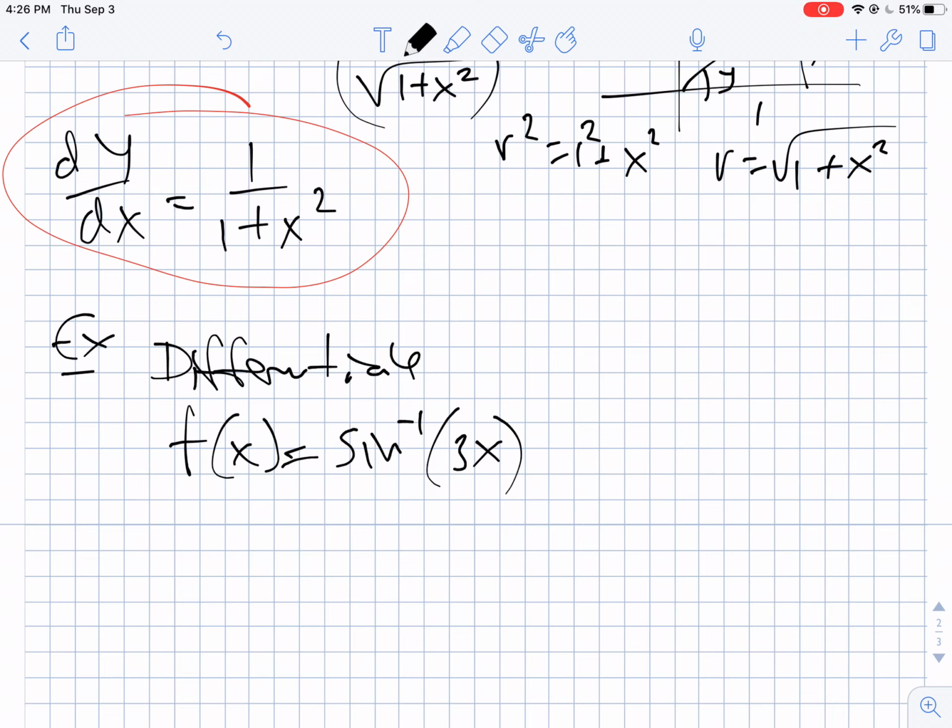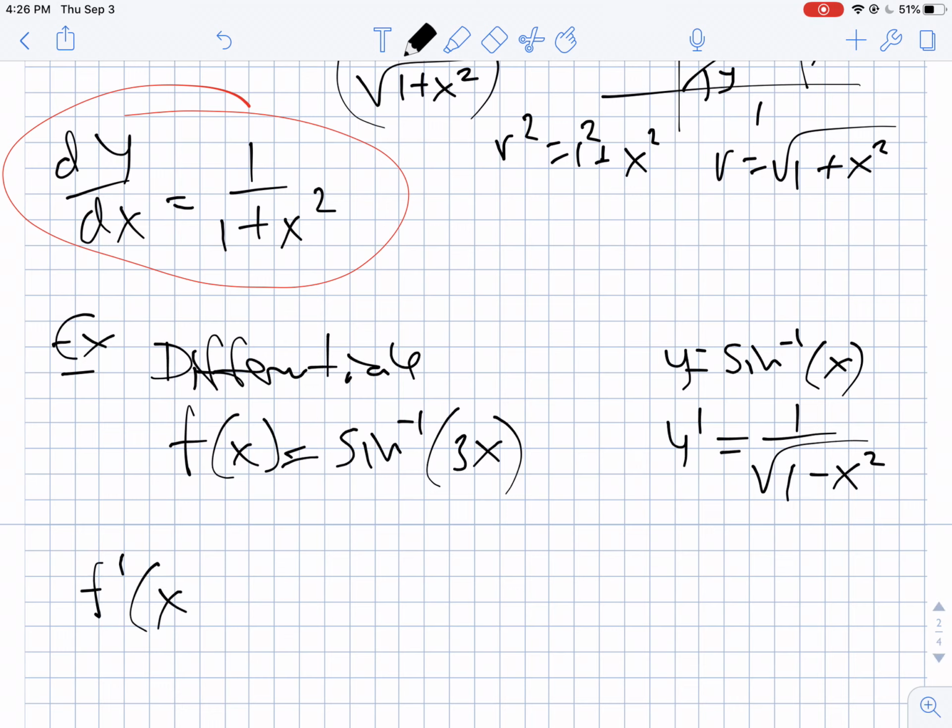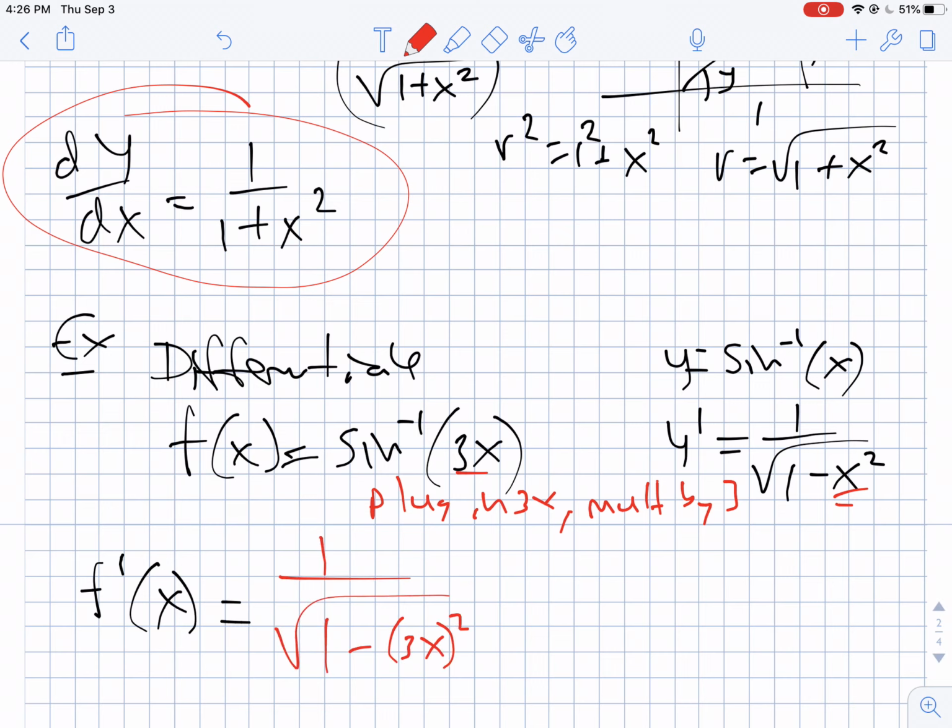Okay, so let's take a look at this. We know that if we have the inverse sine of x, the derivative is 1 over root 1 minus x squared. So if I'm taking the derivative here, here's how the chain rule works. We're going to plug in the 3x, and then we multiply by the derivative of 3x, which is 3. So we're going to have 1 over root 1 minus 3x squared, and then multiply by 3. If you want to clean this up into 3 over square root 1 minus 9x squared, that's totally fine, but you don't have to.